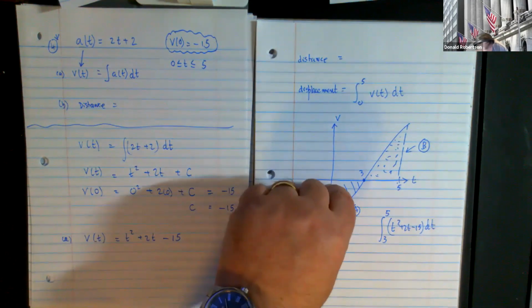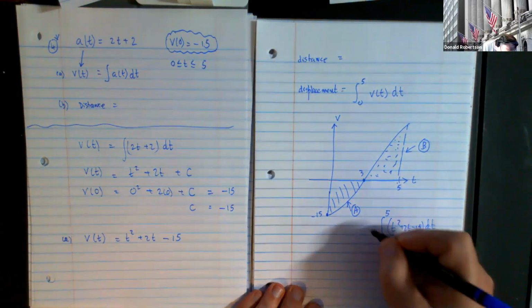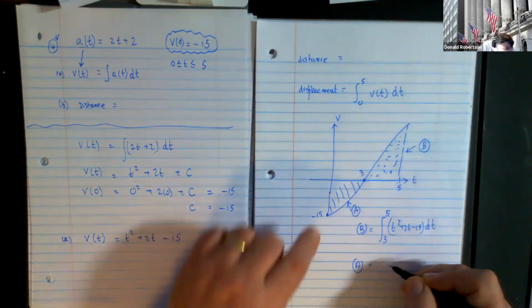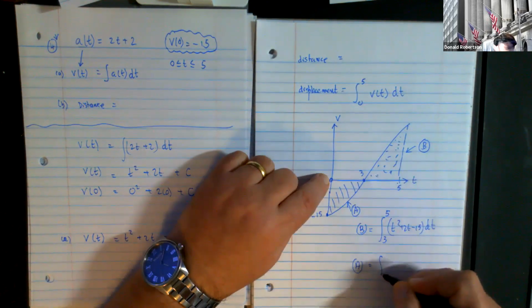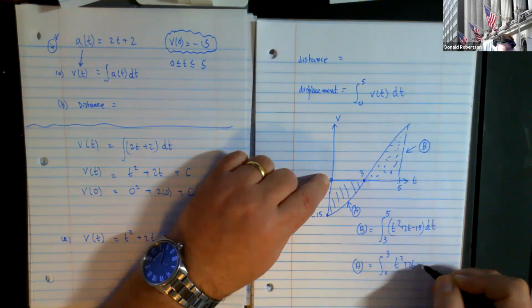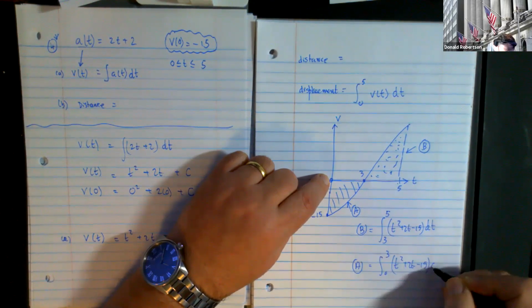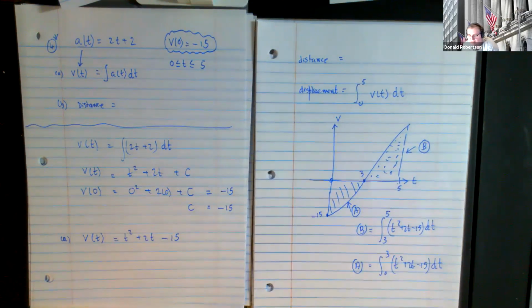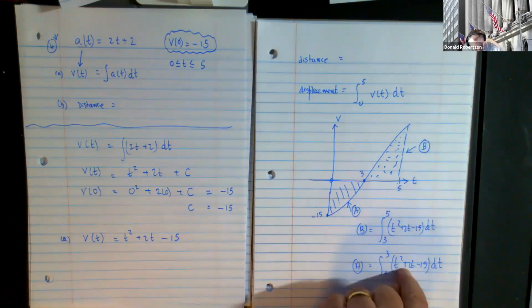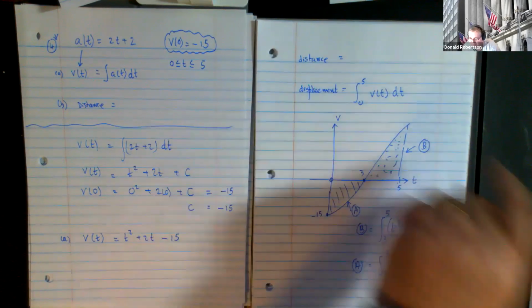Now I want A, right? So that's how you get B. Now I want to get A. Well, A is from 0 to 3 of this guy. But here's the problem, and this is where things went wrong. If you just took this number and you added it to that number, you'd end up finding displacement again.